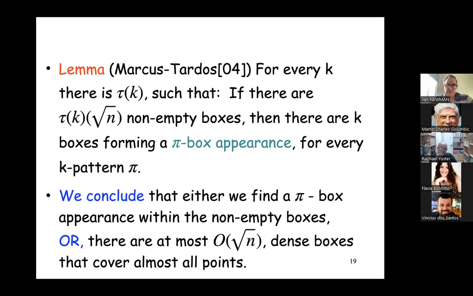Okay, so here is what I said. Summing up, we conclude that either we find a pi box appearance within the non-empty boxes, or there are at most a linear in square root of n dense boxes that cover almost all points.